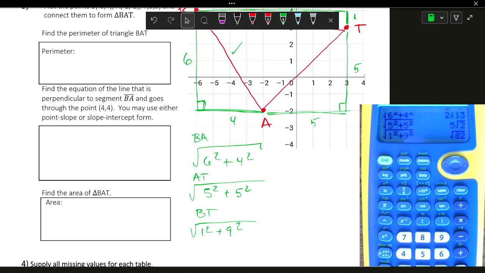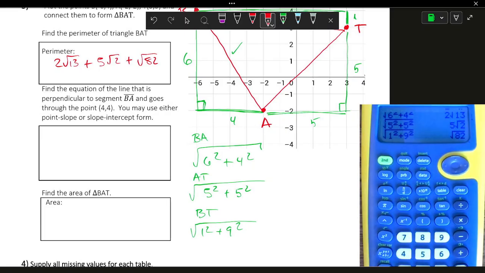So perimeter, and I don't know how long these are. I'm just going to say generic units. But my perimeter looks like the following. It's going to be 2 times root 13 plus 5 root 2, plus root 82. Okay, that's my simplified radical form.